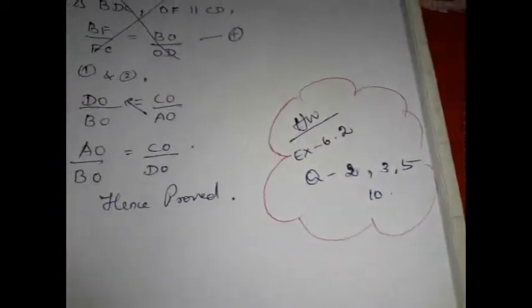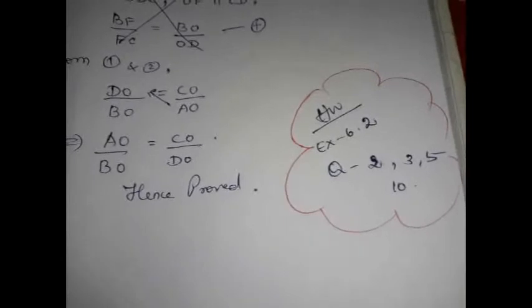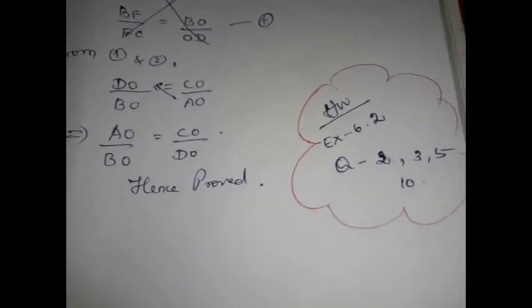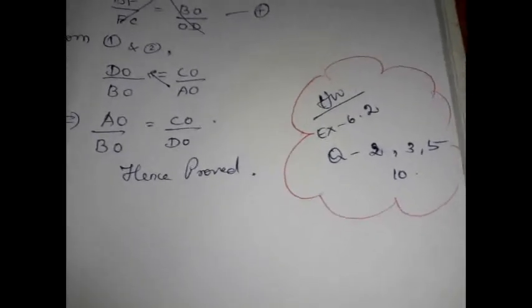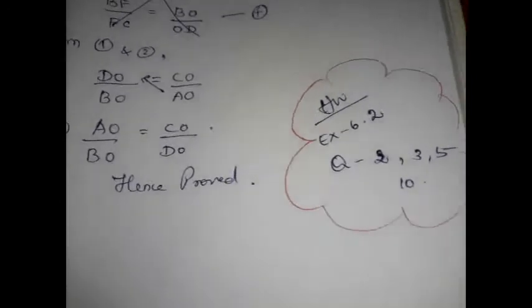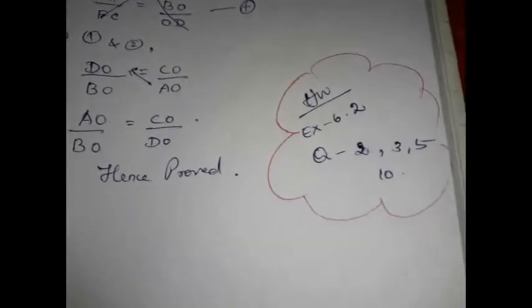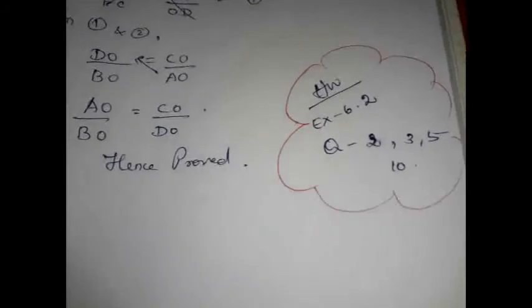Do these problems as homework. Exercise 6.2, question numbers 2, 3, 5 and 10, and go through both the theorems, BPT and its converse, and all the problems which we did today. Go through and do it once again, right?